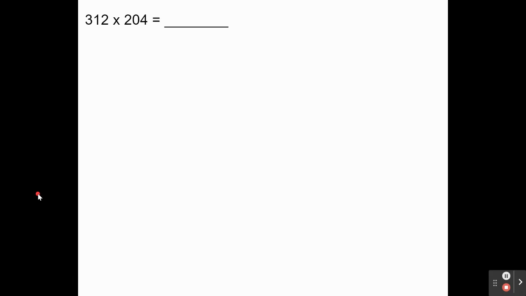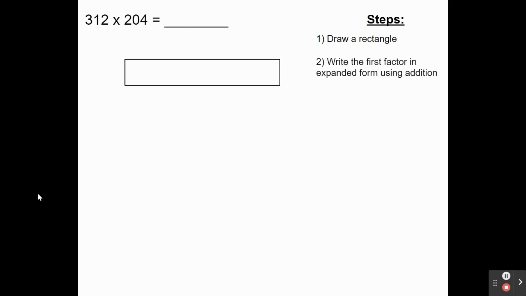Here we have 312 times 204. The first step is to draw a rectangle. Now let's write the first factor in expanded form using addition. The first factor is 312. The 3 is in the hundreds place, so the value is 300. The 1 is in the tens place, so the value is 10. And the 2 is in the ones place, so the value is 2.